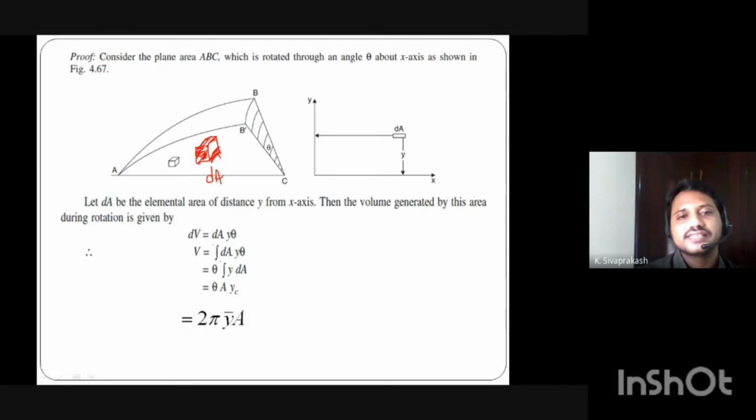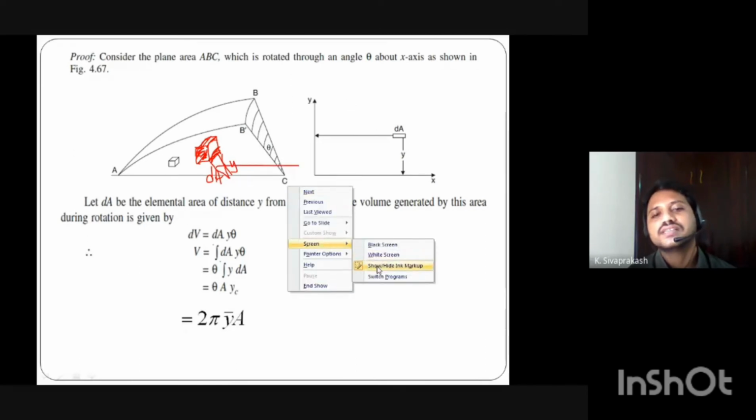Similarly, y is the centroid of the element plate, not for the entire area, only for the element area. The element area centroid position is y bar. And how much is it rotated? It is rotated through theta angle. So what is the thickness of this element plate now? The thickness of the element plate is y theta.